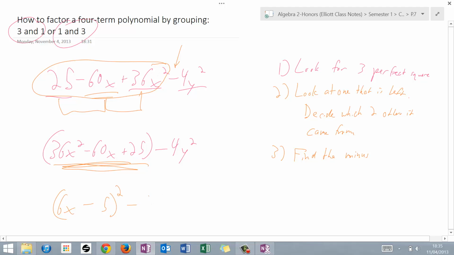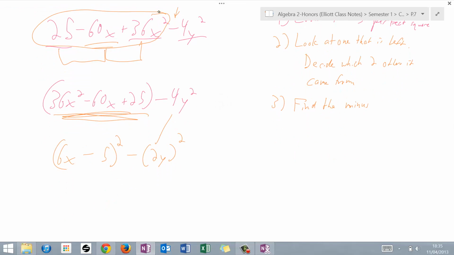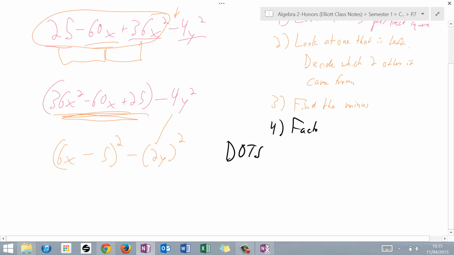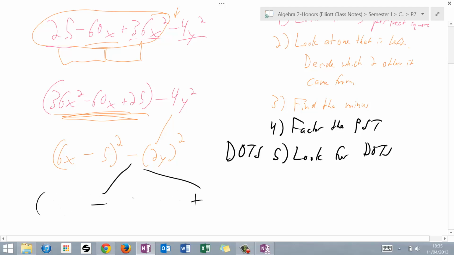Minus, and then I'm actually going to write this part here as 2y squared, because this factoring pattern is now a second one. This is now a difference of 2 squares. So I said find the minus, factor the PST, the perfect square trinomial, and then look for differences of squares. And that's the final factoring that we're going to do. I'm going to split it into a minus and then a plus, like we do, with 2 different pieces.